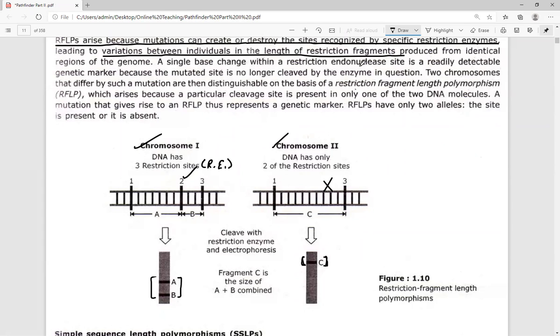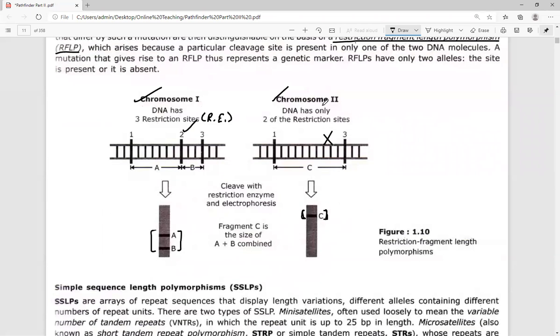A single base change within a restriction endonuclease site is a readily detectable genetic marker, because the mutated site is no longer cleaved by the enzyme in question. Two chromosomes that differ by such a mutation can be distinguished on the basis of restriction fragment length polymorphism. On the basis of RFLP, we can separate the two DNA molecules from each other on the basis of the number of fragments produced.